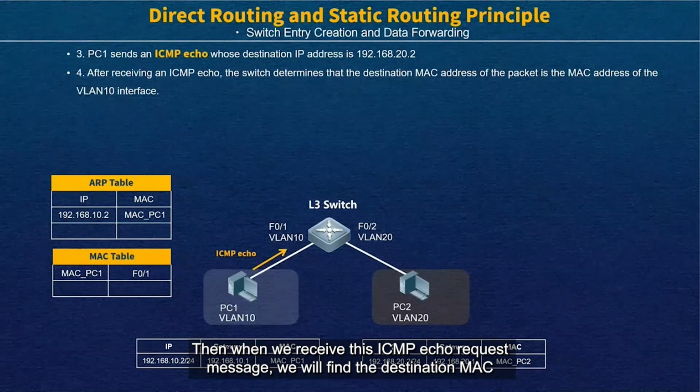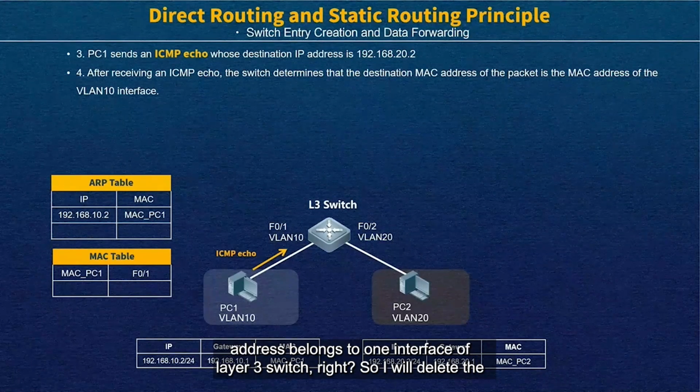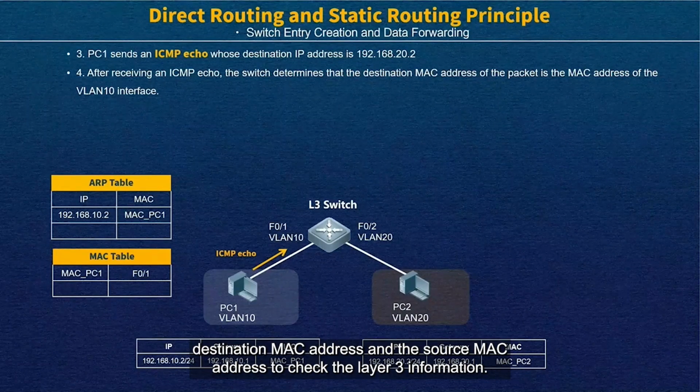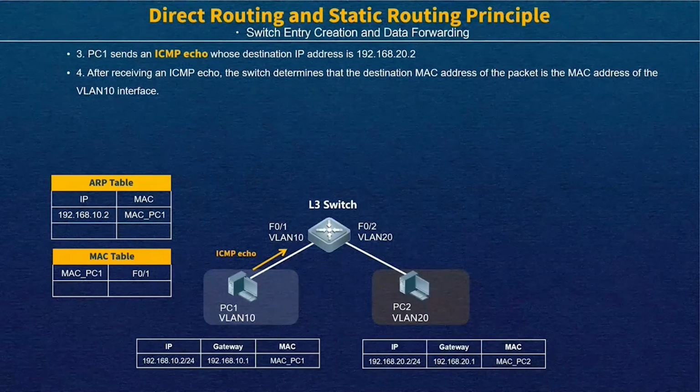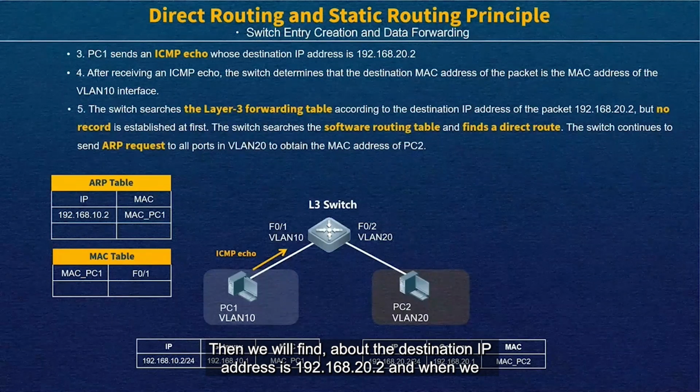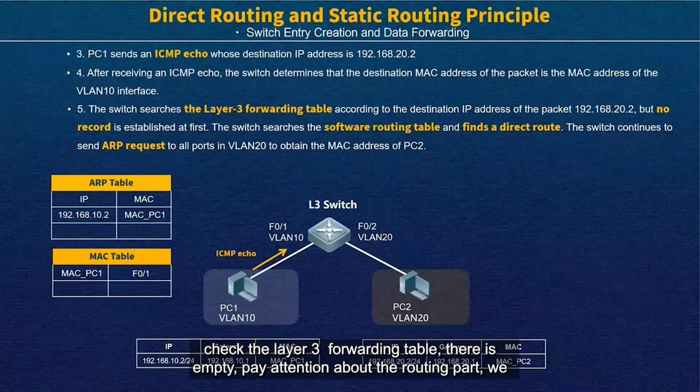Then when we receive this ICMP echo request message, we will find the destination MAC address belongs to one interface of the layer 3 switch, right? So I will remove the destination MAC address and the source MAC address to check the layer 3 information. Then we will find the destination IP address is 192.168.20.2, and when we check the layer 3 forwarding table, it is empty.